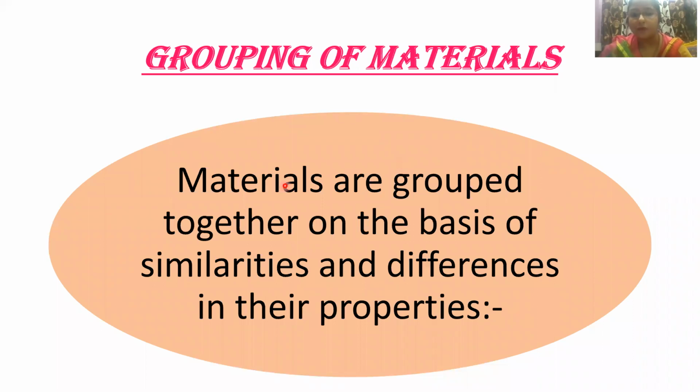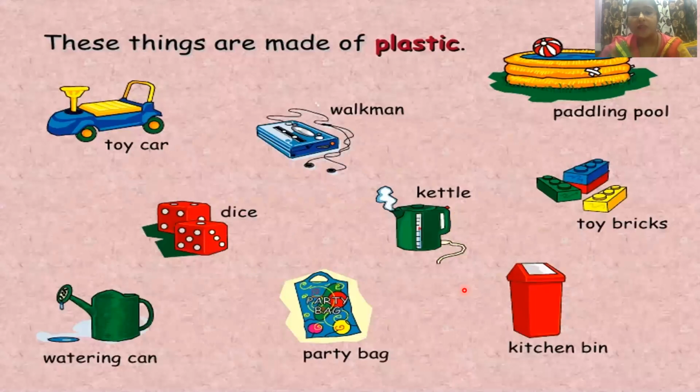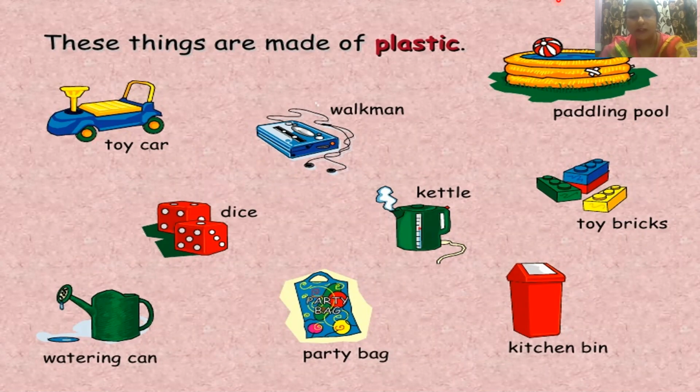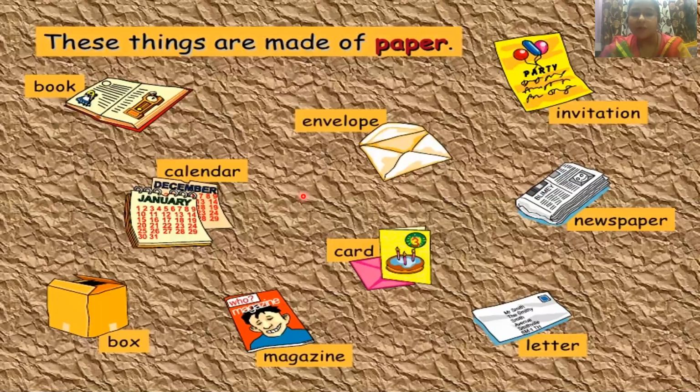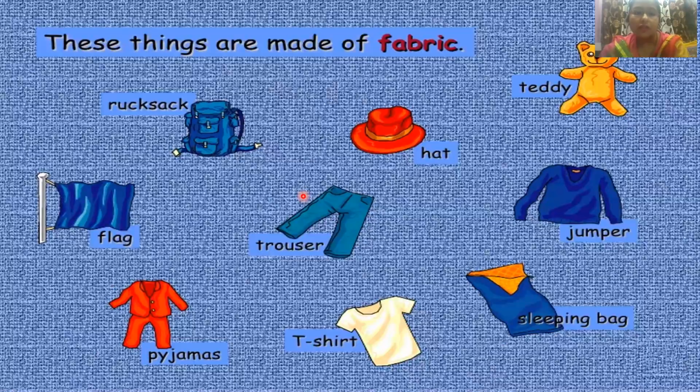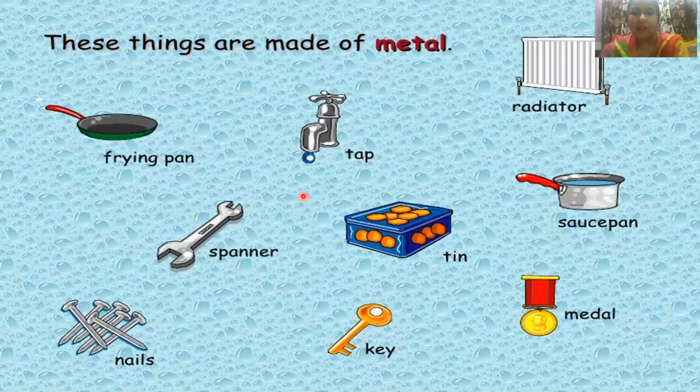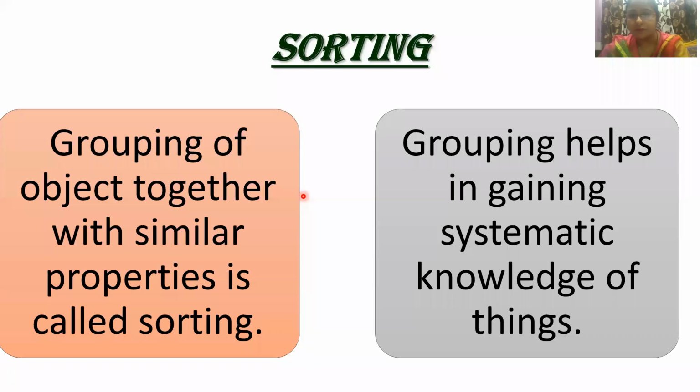Now grouping of materials. Materials are grouped together on the basis of similarities and differences in their properties. So here I have done some classification. Here you can see these all objects are made from plastic. These all are objects made from paper. These all objects are made from fabric, metal, wood.